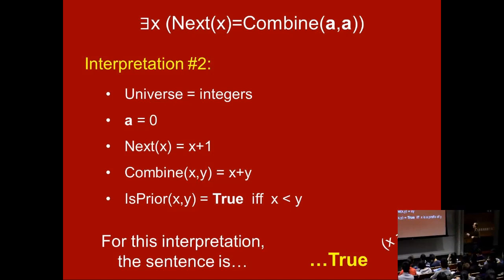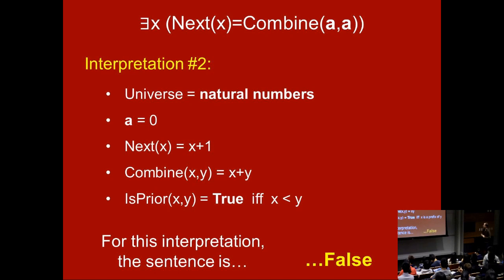Yeah, but combine a comma a gives you the string 1, 0, 0, 1, 1, 0, 0, 1, which ends in 1. So you couldn't have an x such that next of x equals combine a. Okay, so this interpretation makes this sentence false. Just like sometimes in propositional logic you have a formula, and then for some truth assignment it's false.